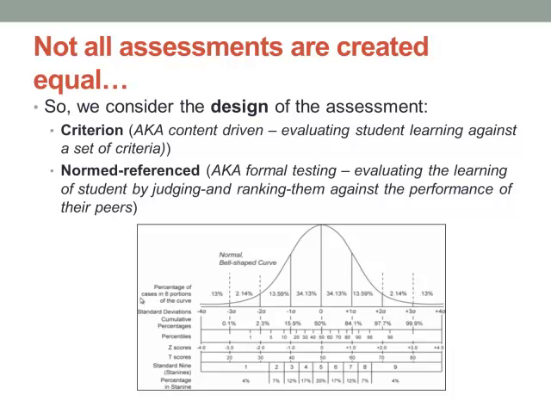Whereas a norm referenced assessment would evaluate that learning by judging and ranking that student's performance against the performance of their peers. So the outcome of that assessment would be a score that is reported using the normal bell-shaped curve. So you may get a percentile or a Z or T score or a Stanine in which the student's score is indeed ranked against the performance of his or her peers versus evaluated against a set of criteria. So that's really criterion and norm reference.